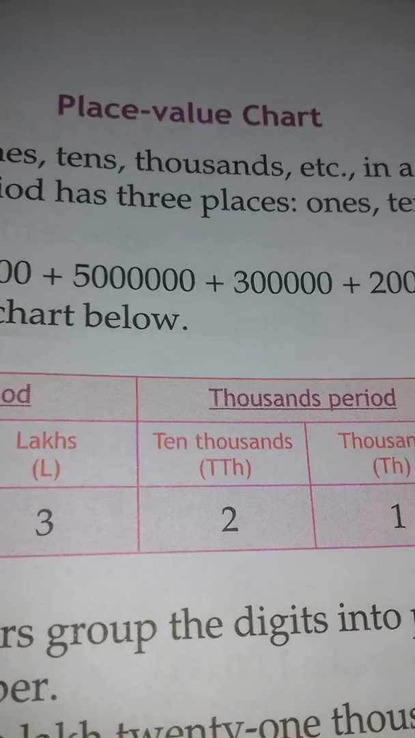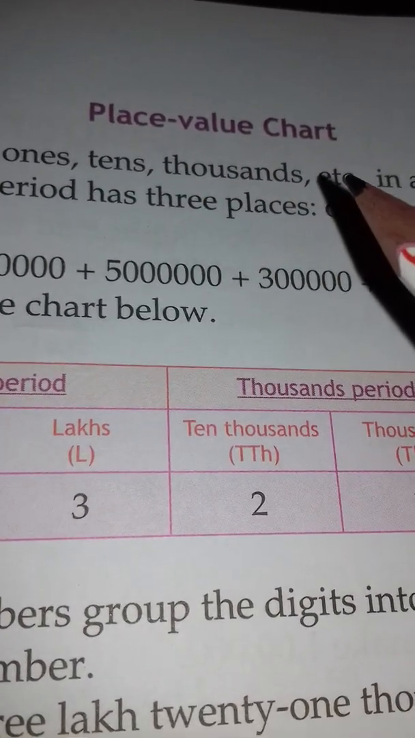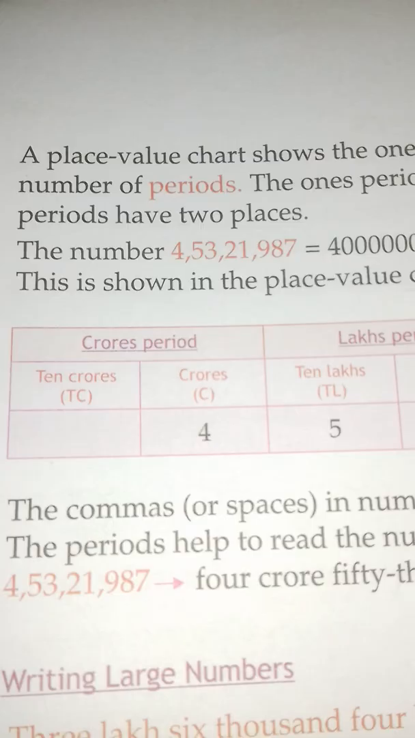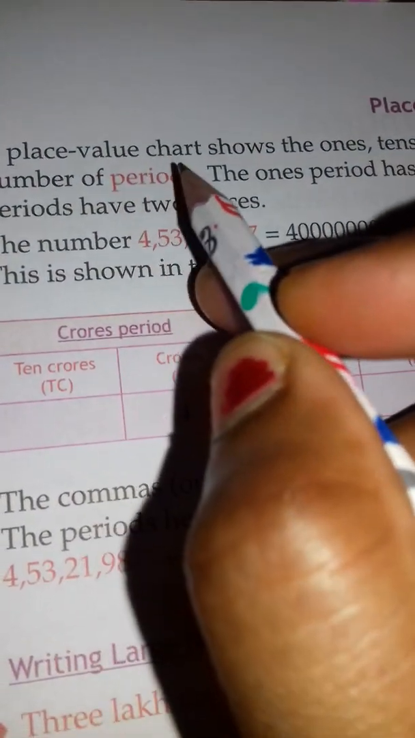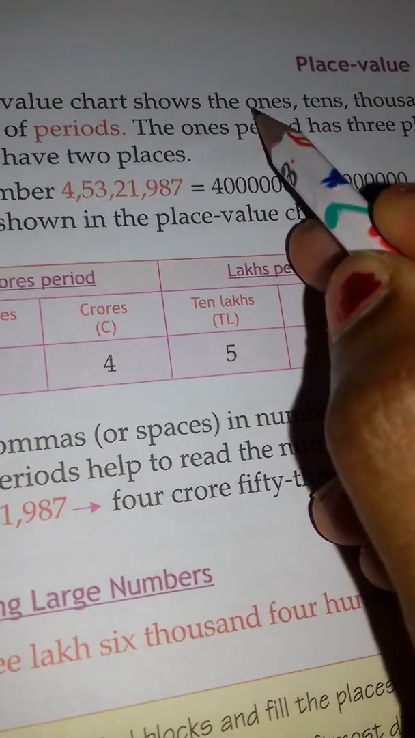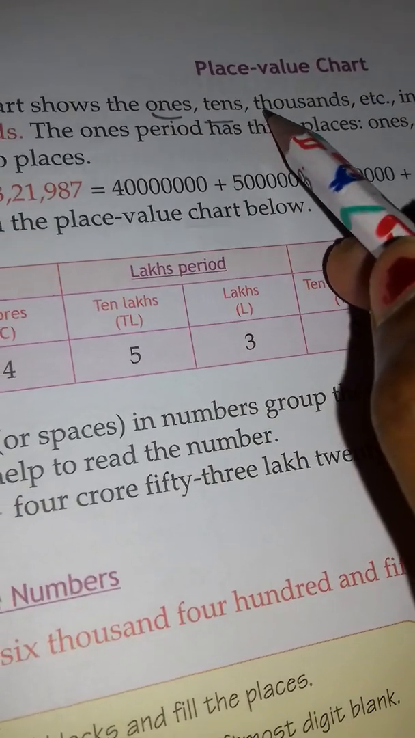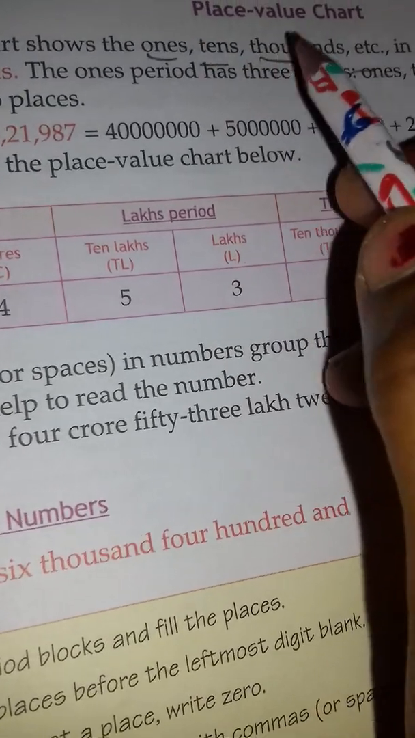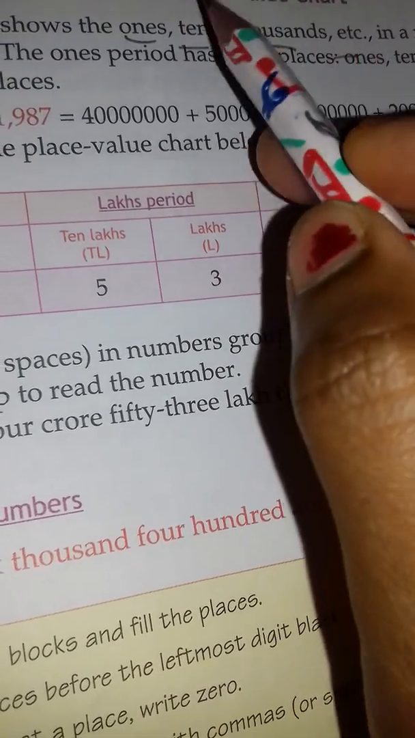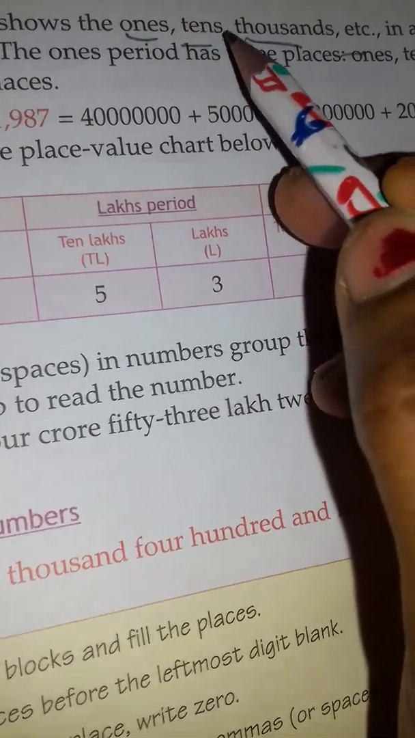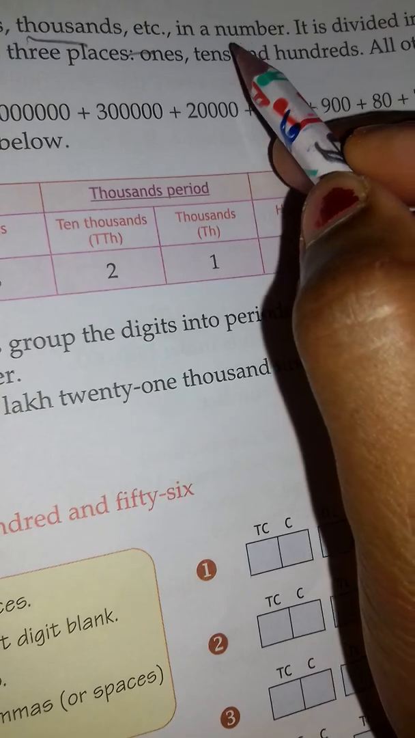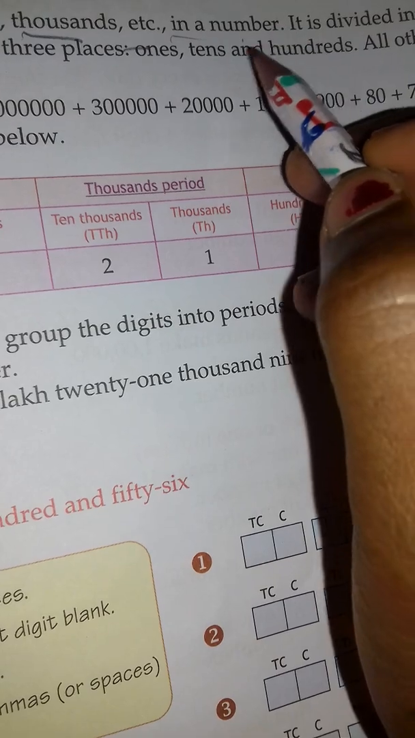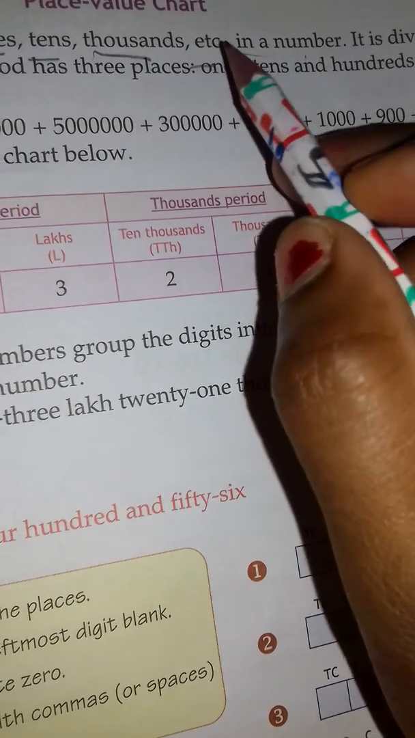This number system is basically based on the place value chart. So let us see, students, what is this place value chart? A place value chart shows the ones, tens, thousands, etc. It means this is a type of chart which shows the places of a digit, whether that digit is at ones, or at tens, or at thousands. In a number, the digit is at what position, at what place, this place value chart shows it.